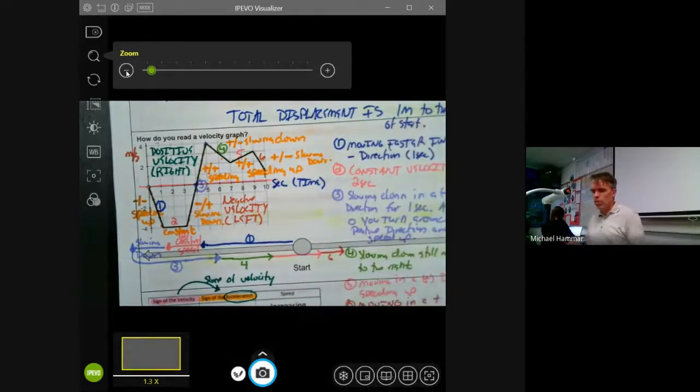Okay? So that is the idea of position, velocity, and acceleration. I hope this works for you. I hope you have a conceptual understanding of what these things are, and best of luck to you.